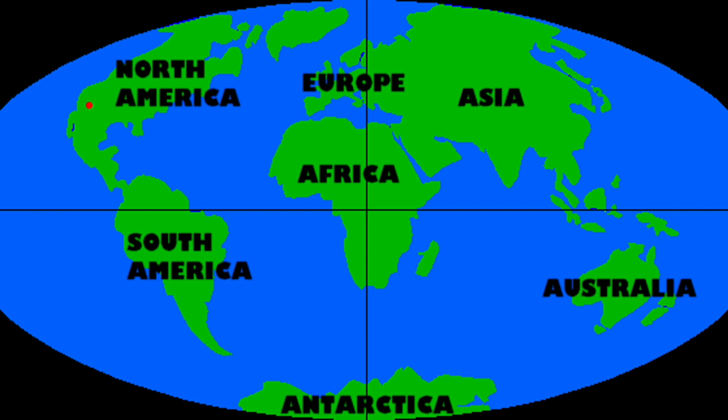Let's count the continents. 7 are in the world. 1, 2, 3, 4, 5, 6, 7. Tum, tum. Asia and Africa, Europe, Australia, North and South America. Tum, tum. There's one left in the world, one that is very cold. Its name is Antarctica. Tum, tum.